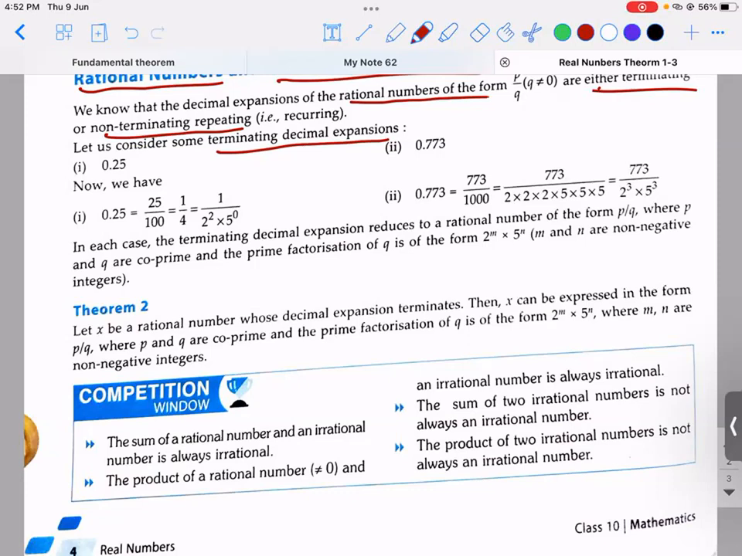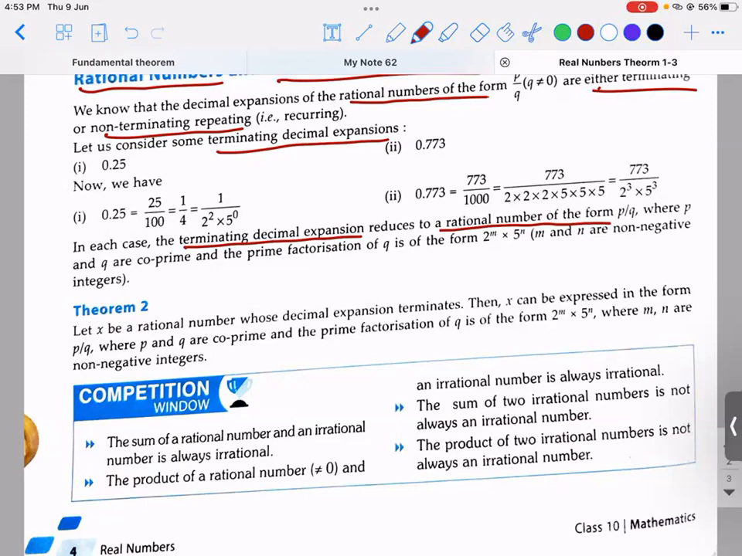Now see, there is an important point that is given below. In each case, the terminating decimal expansion reduces to a rational number form. So you're able to write it because it's a terminating decimal value. Obviously, it's a rational number. So you can definitely write it in the form P by Q, where P and Q are, for sure, co-primes. Fortunately, 773 and 1000 didn't have any common factors, so you didn't do anything. So you directly factorize 1000 and write it in terms of 2 power something and 5 power something. That is the reason why you got 2 power 3 into 5 power 3.